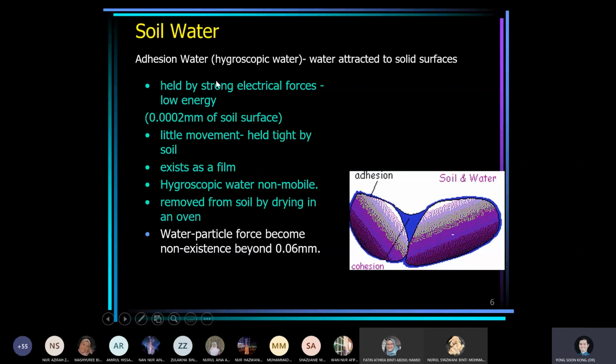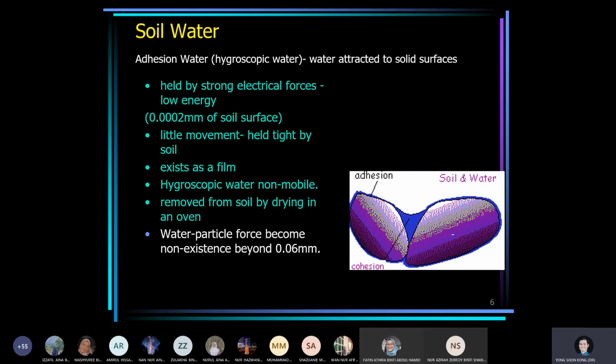Why we still call it strong, even though it's a weaker force between them, is because of the large amount of functional groups on the surface of the soil. So they have a lot of functional groups, and therefore they are held strongly. Okay. Now you might ask me what kind of electrical forces operate here. Okay, there are many.